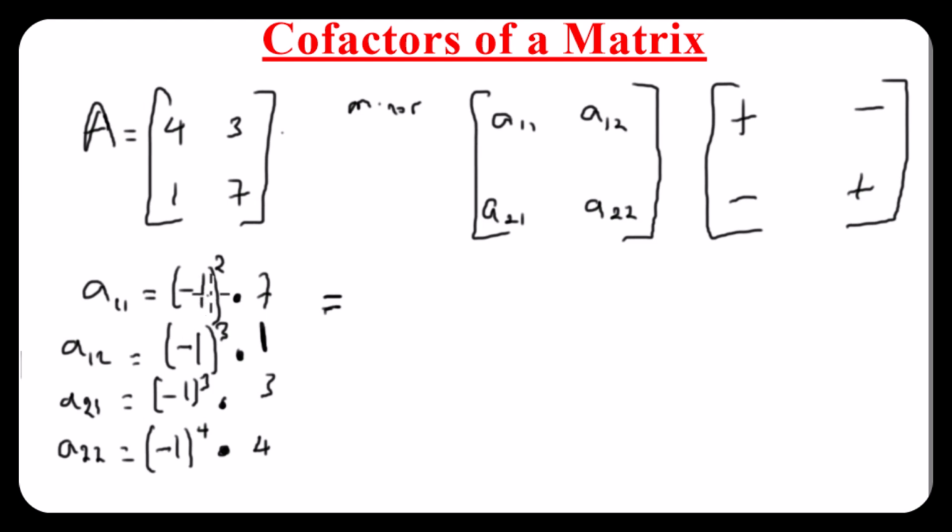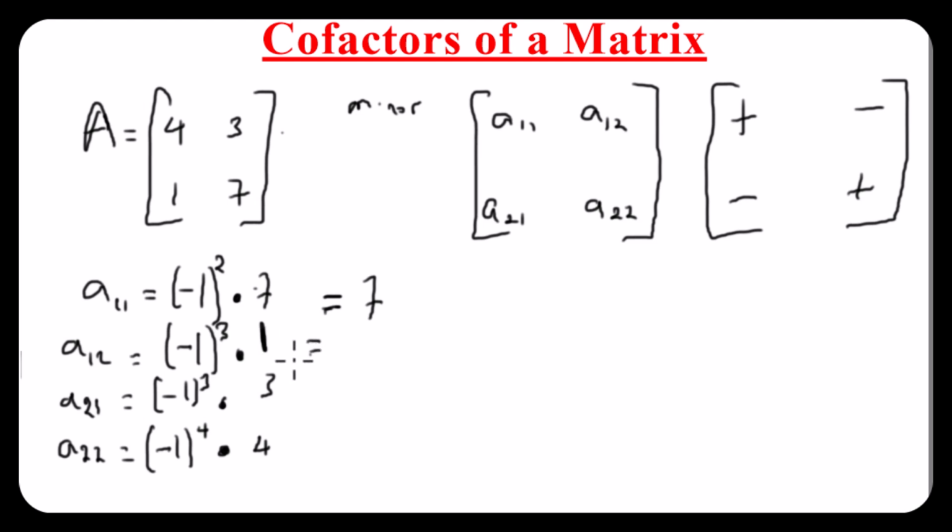-1 to the power of 2, that's +1. So that's why we said the place sign is positive. Remember, we said the cofactors of a matrix are simply the minor multiplied by its place sign. Okay, so this one is positive. +1 times 7 gives us 7.